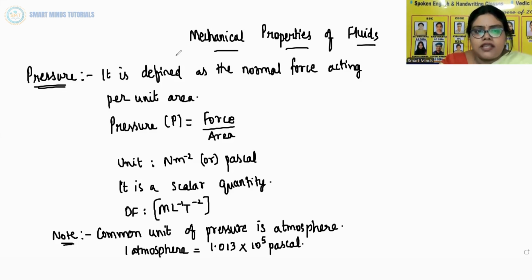Pressure is a scalar quantity. Its dimensional formula is M L power minus 1 T power minus 2. A common unit of pressure is the atmosphere, and 1 atmosphere is equal to 1.013 into 10 power 5 Pascal.